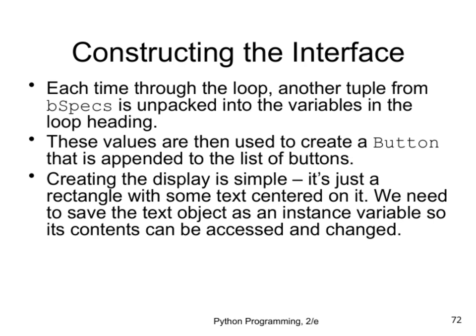When it comes to creating the display itself, it's pretty straightforward. We draw a rectangle, and then we place some text centered on it. An important detail here is that we save the text object as an instance variable. Why? Because later on, we might need to access or modify that text, so storing it as an instance variable makes that possible. In summary, this process of unpacking, creating buttons, and managing text objects is fundamental to building a dynamic and interactive interface in our program.